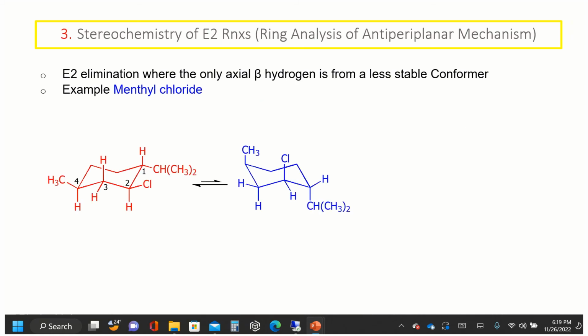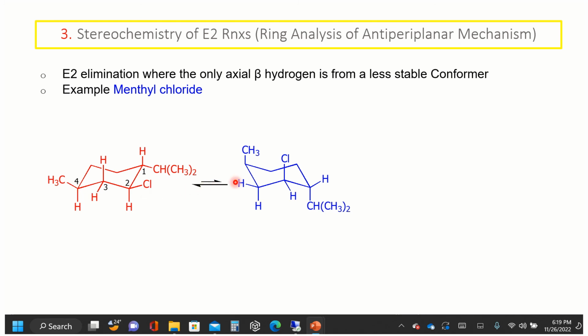Look at this compound, the alkyl halide and the E5, which are both large groups. So this is the more stable conformer. However, elimination is not possible unless this alkyl halide is axial.